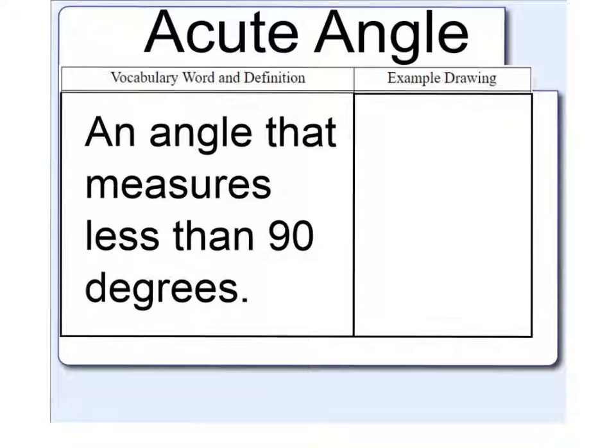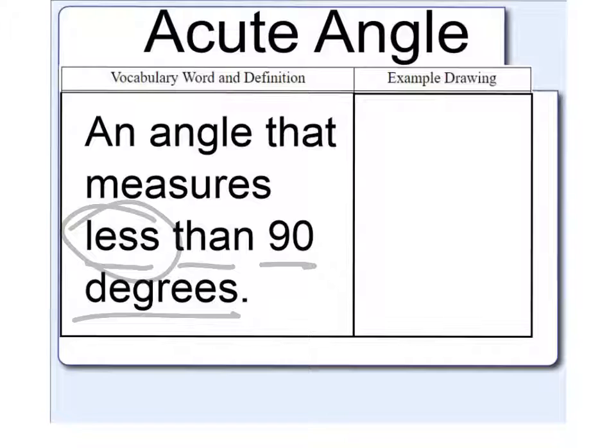The next angle that I want to review is an acute angle. So find again where it says vocabulary word and definition, look for acute angle, and it already has for you an angle that measures, please write down the words, less than 90 degrees. Less, and that's the more important word. You can pause it if you need more time to write that down, less than 90 degrees.